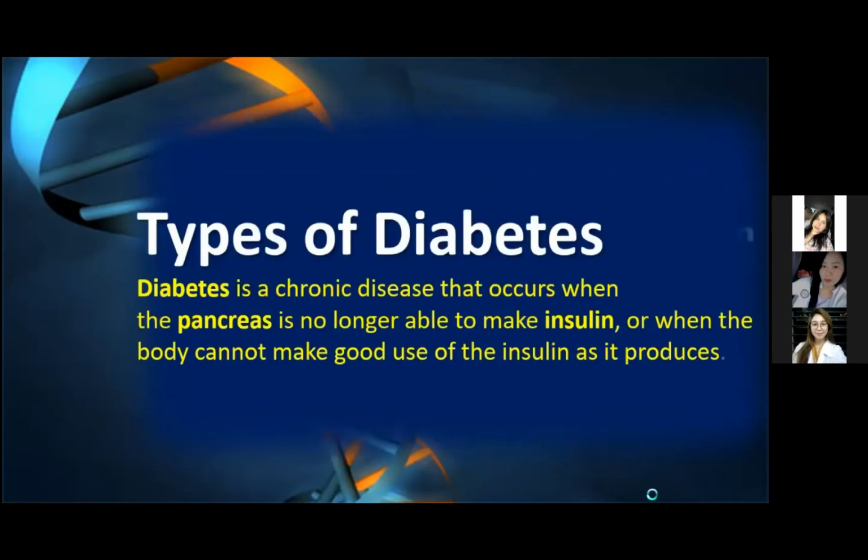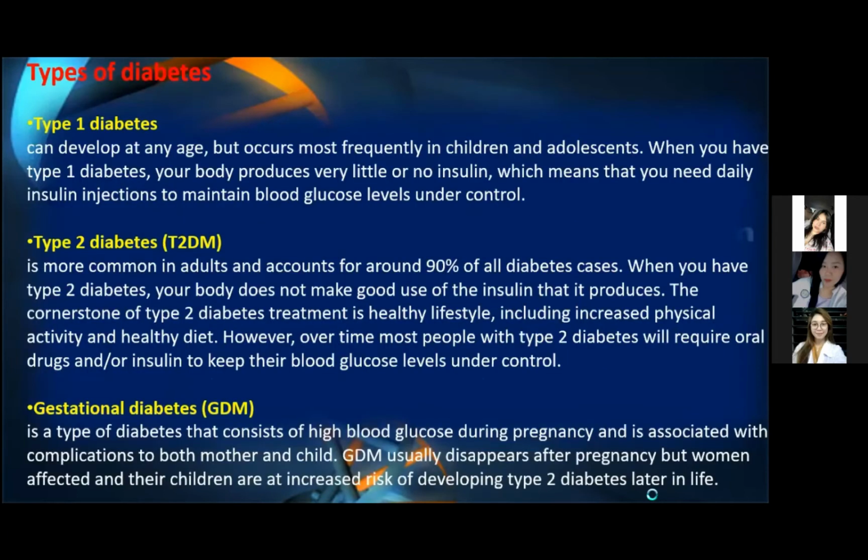So let's go down to the types of diabetes. We all know that diabetes is a chronic disease that occurs when the pancreas is no longer able to make insulin, or the body cannot make good use of the insulin it produces. Types of diabetes: we have the first one, type 1 diabetes. This can develop at any age, but most frequently in children and adolescents. When you have type 1 diabetes, your body produces very little or no insulin at all, which means that you need daily insulin injections to keep blood glucose levels under control.